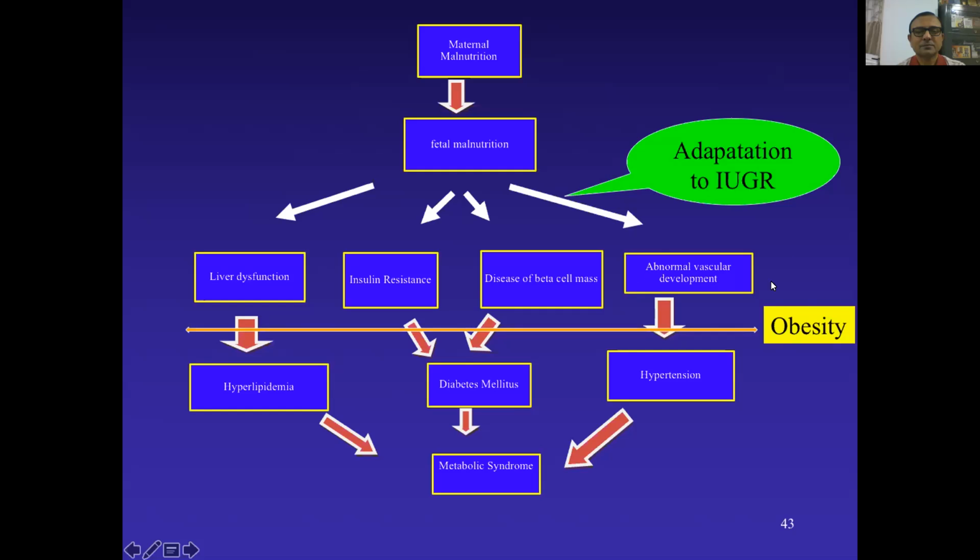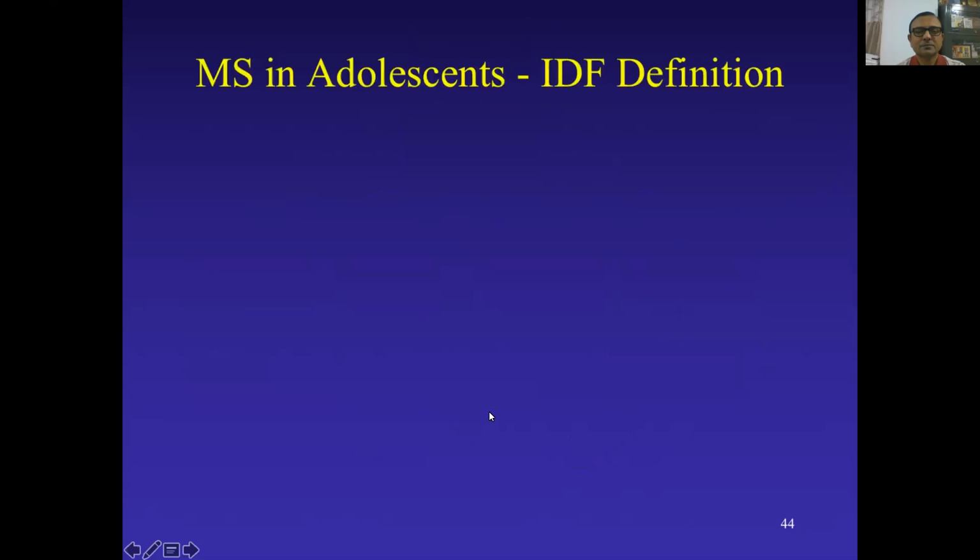Then comes the obesity. So you're born small, you're programmed to be small. Then comes a surfeit of calories and obesity. And what was adaptation becomes maladaptation. So you develop dyslipidemia, diabetes, hypertension, and the entire works of metabolic syndrome. So this is the intrauterine programming followed by the surfeit of calories. The two together lead to metabolic syndrome in Indian children.